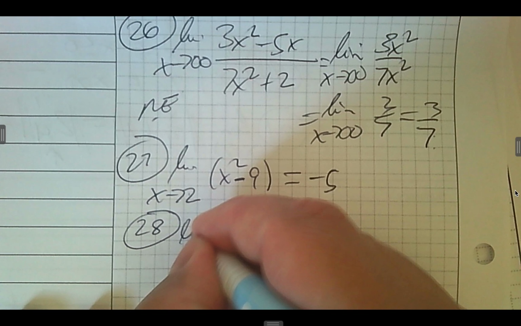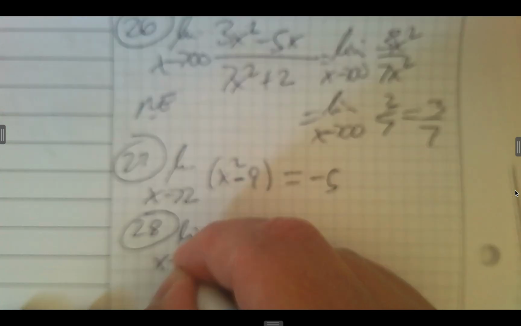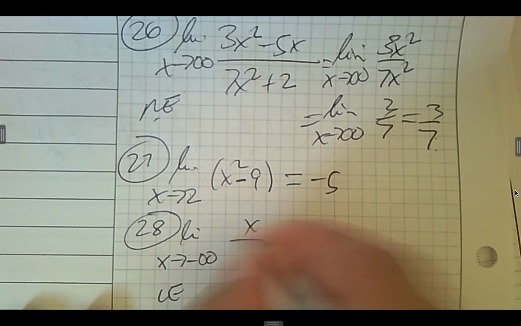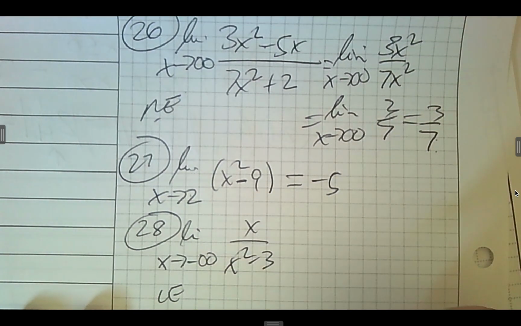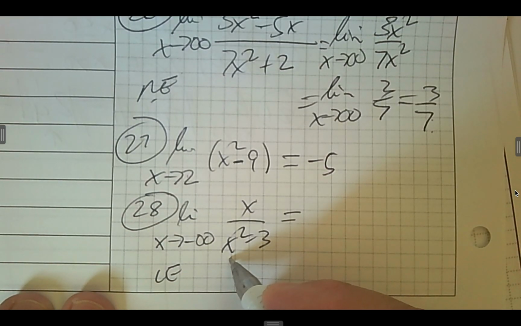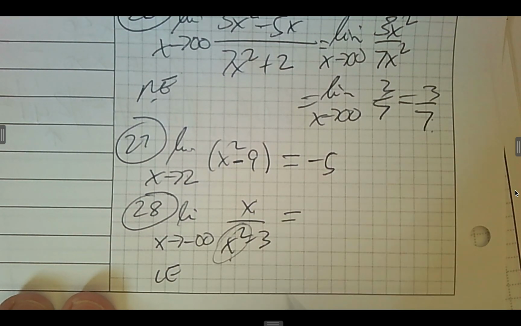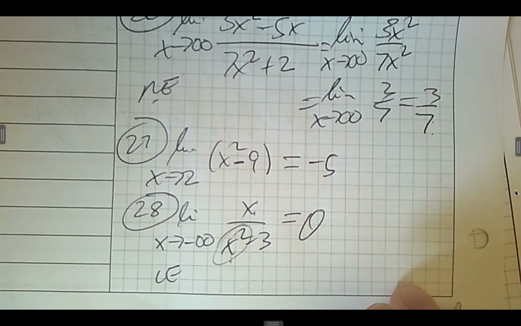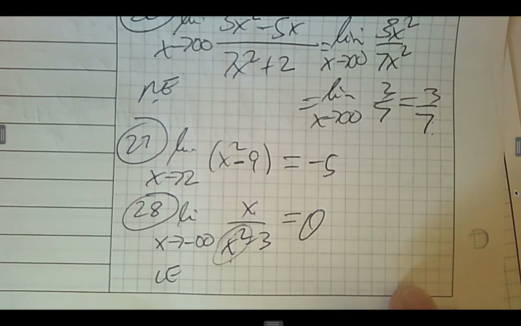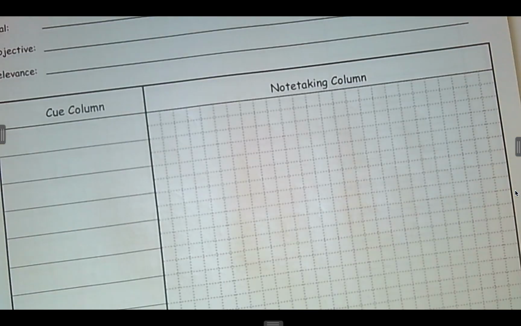The limit as x approaches negative infinity, okay, that's left end, of x over x squared subtract 3. You know this. So when I look at the power terms, notice the bottom is more powerful. Whenever the bottom is more powerful, the end behavior is 0. The left end and the right end. Over. 2 more. 29 and 30.